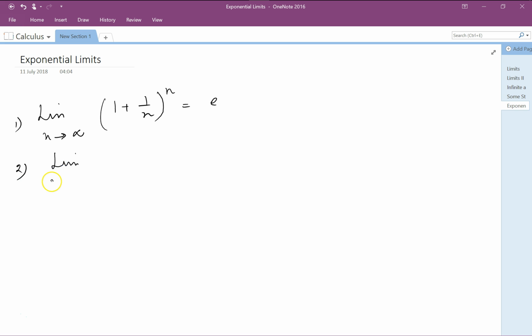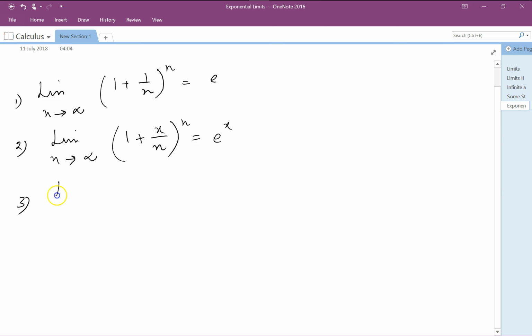The limit as n approaches infinity of (1 + x/n)^n, the difference from the above being that instead of 1 by n it is x by n, is equal to e to the power of x. The limit as x approaches 0 of (1 + x)^(1/x) is equal to e.